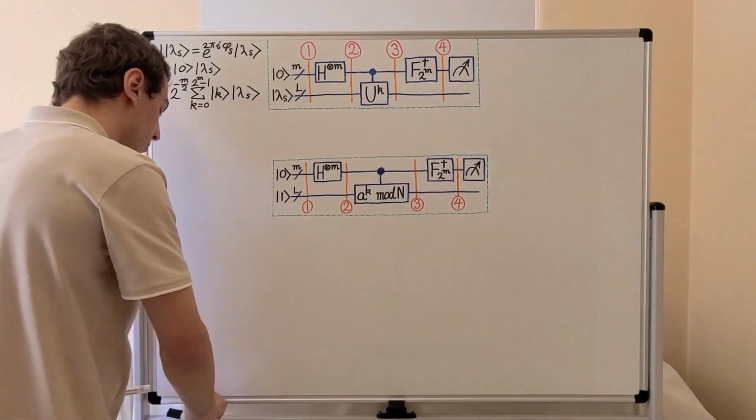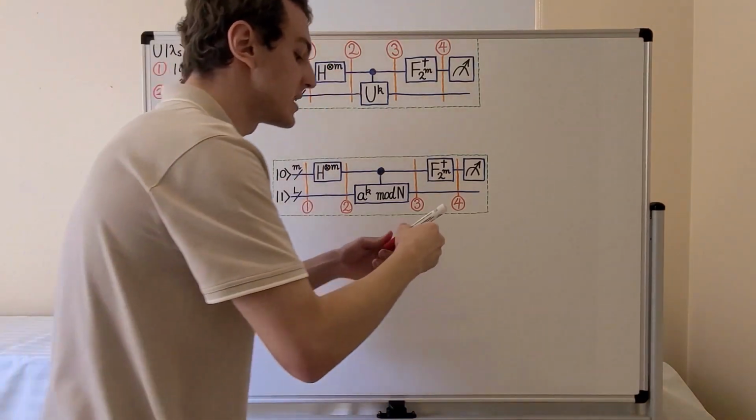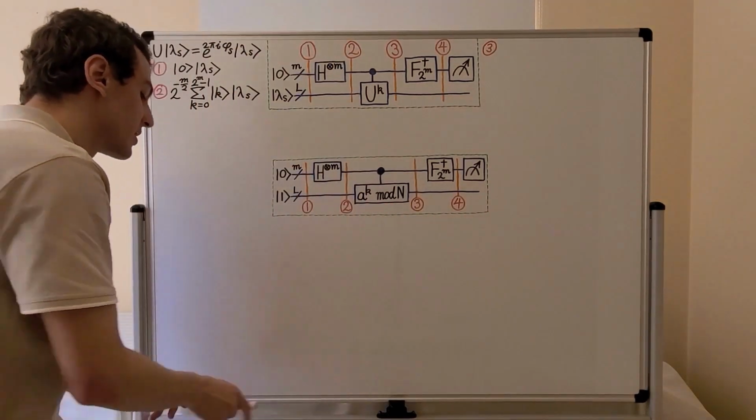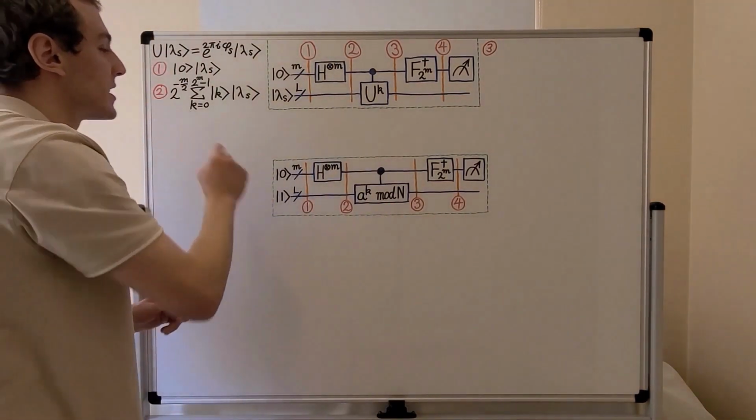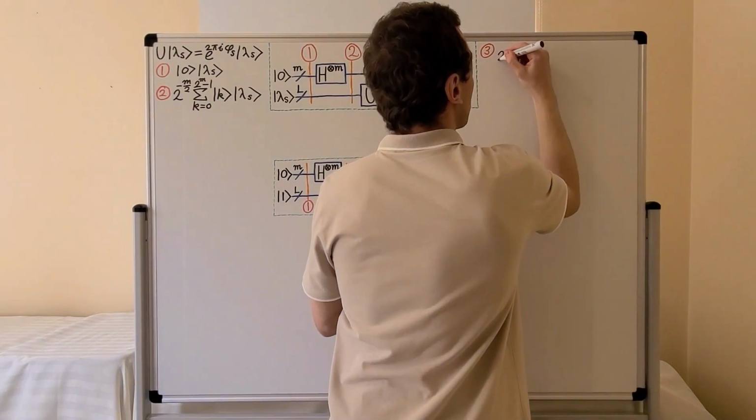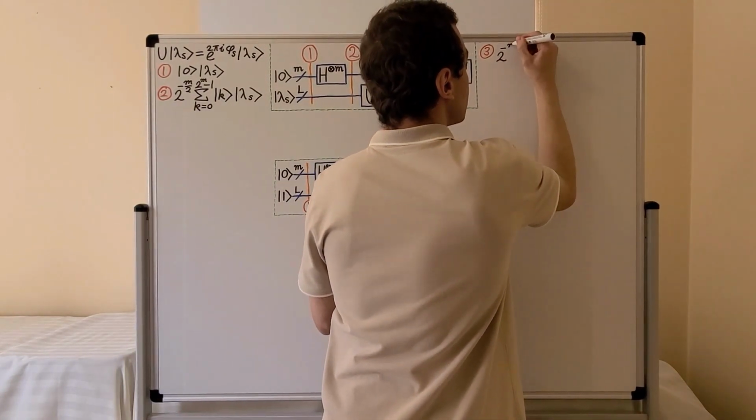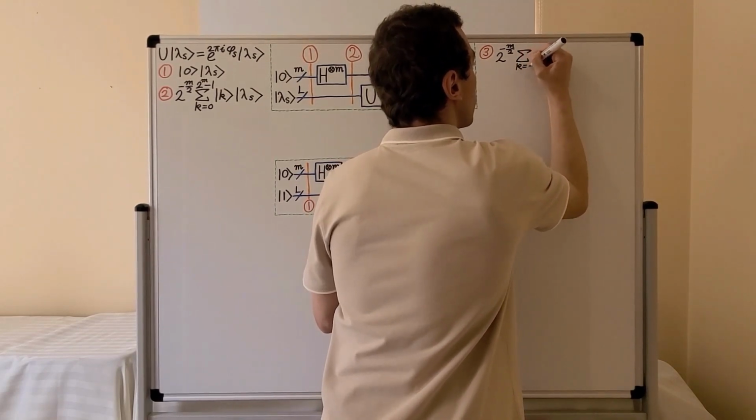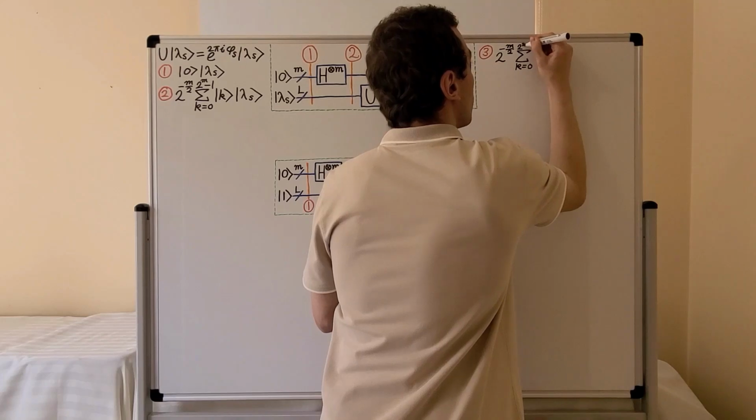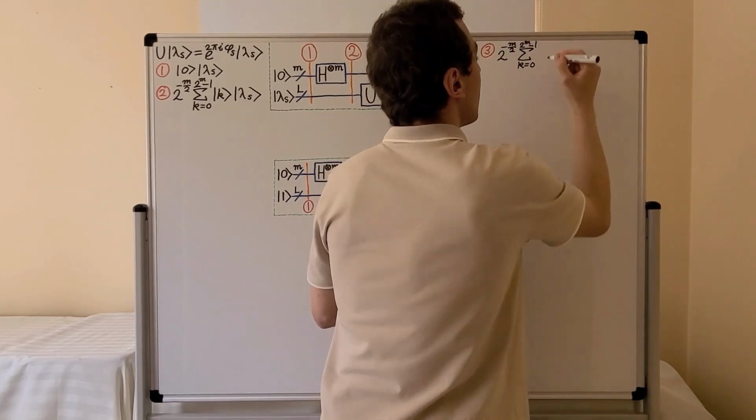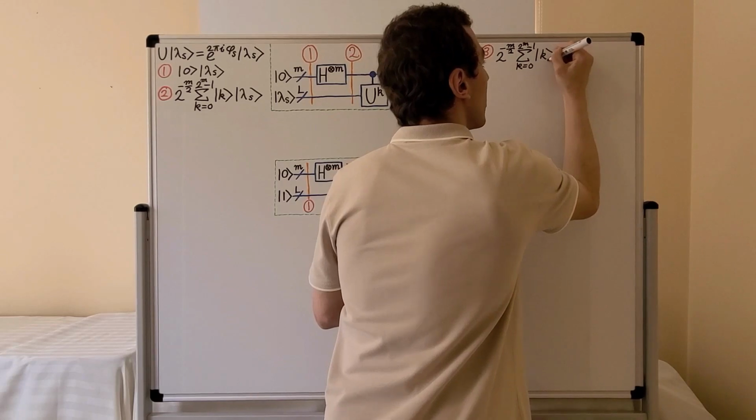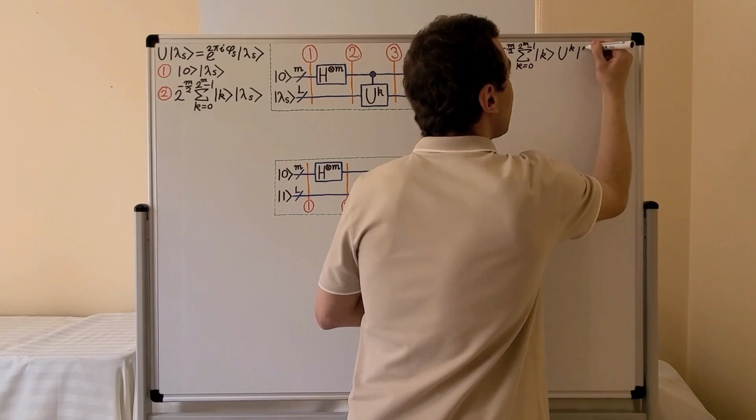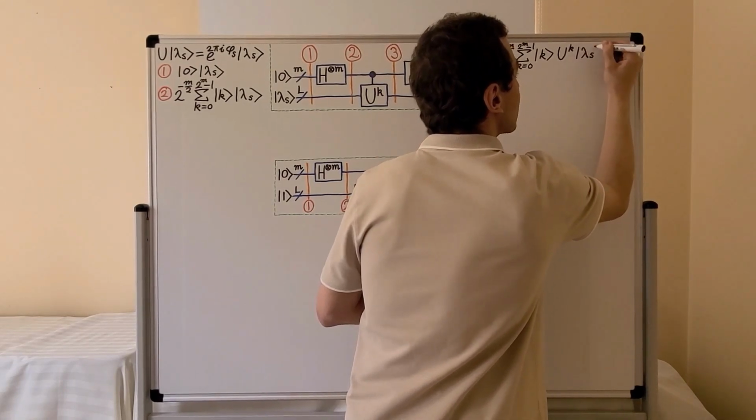So let's write down step 3. Step 3 involves this controlled unitary operation. So step 3 begins with the superposition. So we still have this superposition. So let's write the normalization coefficient of 2 to the minus m on 2 times the sum going from k equals 0 up to 2 to the power of m minus 1. And then we have the ket k followed by U to the power of k applied to its eigenstate. That's ket lambda sub s.